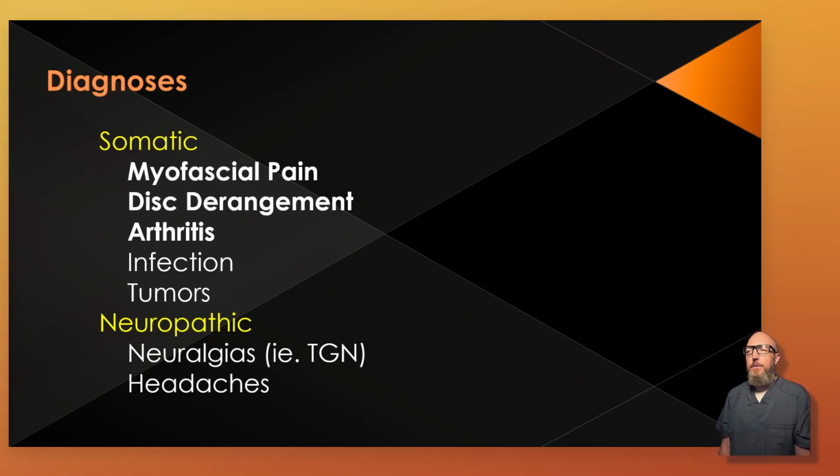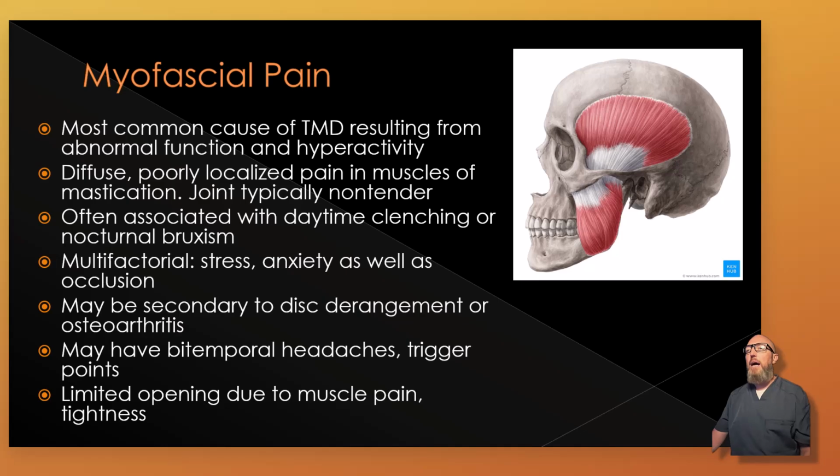So back to the list that we mentioned at first, we've got our somatic conditions: myofascial pain, disc derangement, arthritis, infection, tumors, and then our neuropathic conditions, our neuralgia and headaches. First of all, myofascial pain, the most common cause of TMD. This results from abnormal function, hyperactivity of the muscles. The picture is diffuse, poorly localized pain in the muscles of mastication.